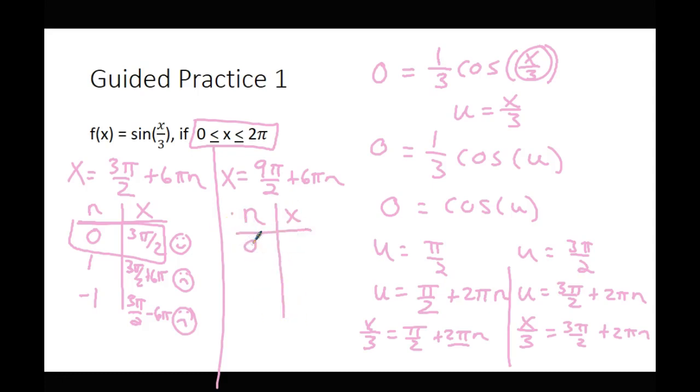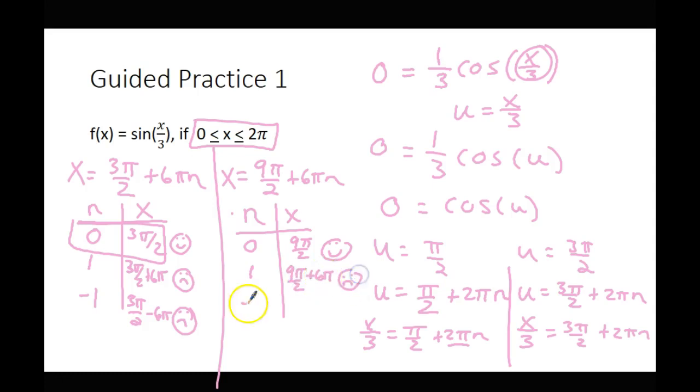If I plug in 0, what do I get? Is that on my interval? Well, 9 pi over 2, if you want to divide it, is 4.5 pi. So is that on my interval? No, it's too big. So do you think if I add anything to it, by making this 1 and getting 9 pi plus 6 pi, do you think that's going to be on my interval?